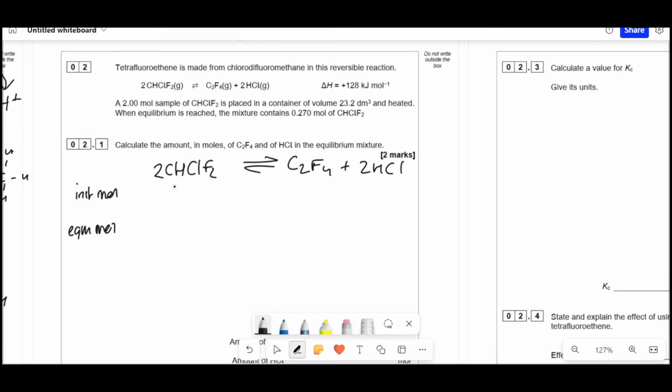So at the start, what have they done? They just put 2 moles of this stuff, so I'll just write 2 because I've written moles there. How many of this do we have? Well, it's at the very start, so we have none because it's not actually started doing this yet.